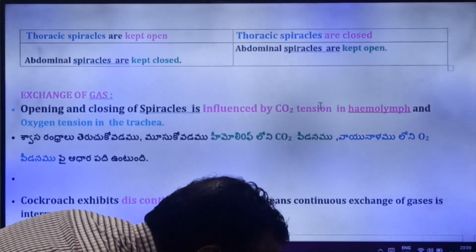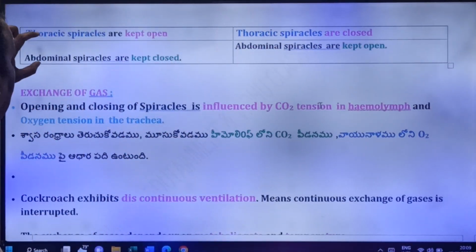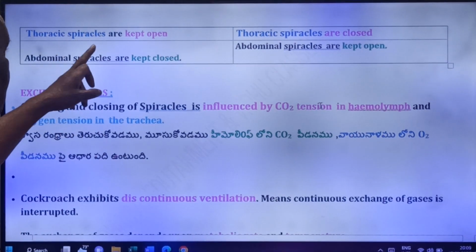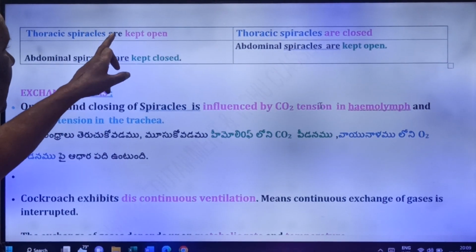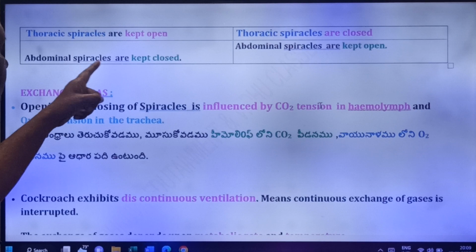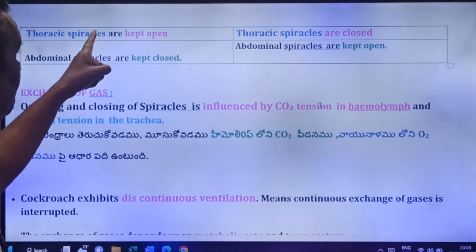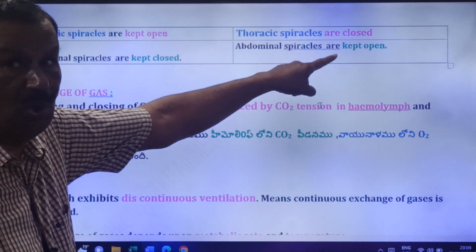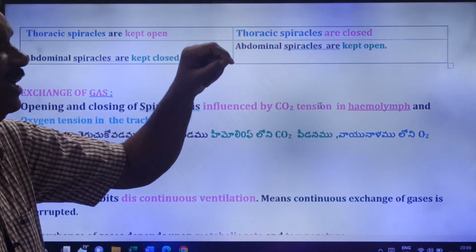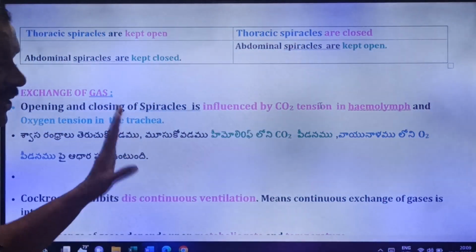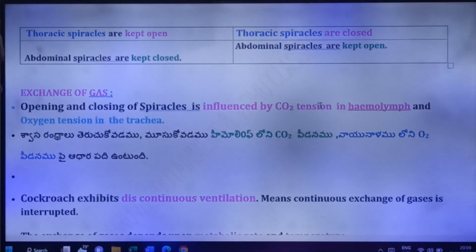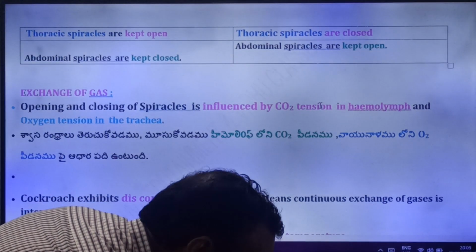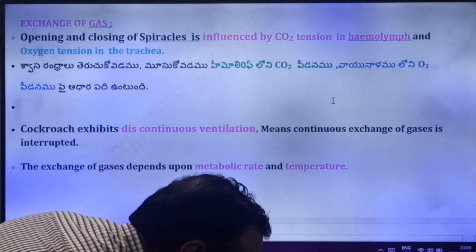Now this is important, friends. These 2 points are very, very important for MSET and NEET. During inspiration, thoracic spiracles are kept open, abdominal spiracles are kept closed. These are 2 pairs, there are 8 pairs, friends. During expiration, thoracic spiracles are closed, abdominal spiracles are kept open. Okay friends, that is about the difference between inspiration and expiration. Now come to exchange of gases, friends.